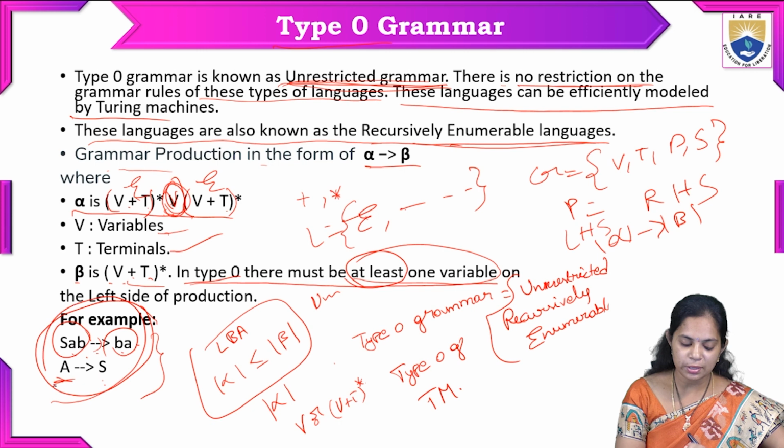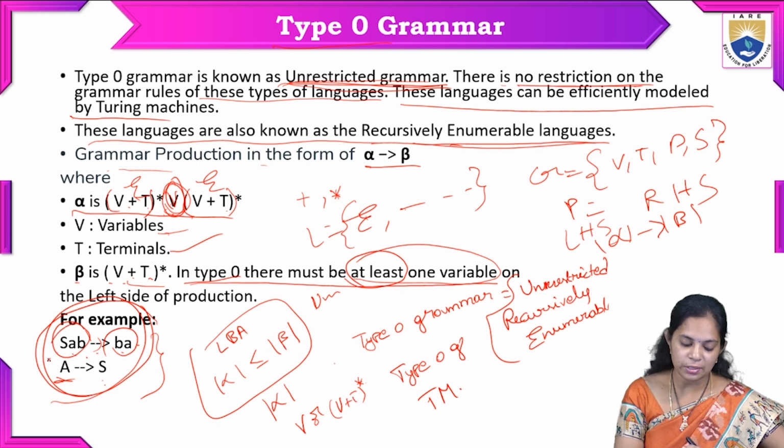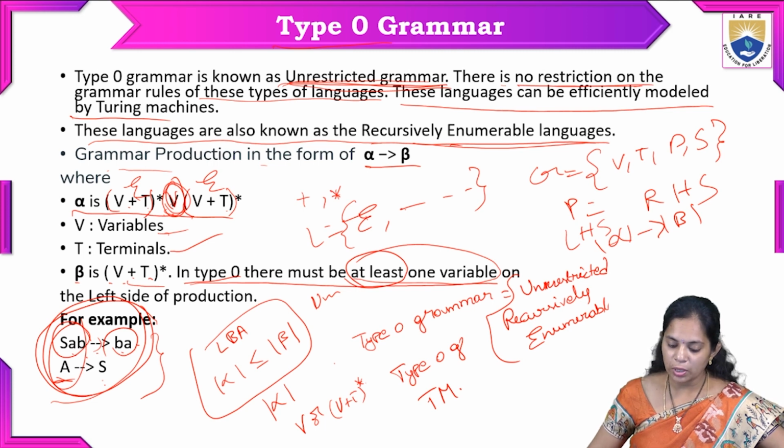So with this grammar we can say that it is a Turing machine or recursively enumerable language. On the left hand side, at least one non-terminal should be there, not only terminals. So this is about the type 0 grammar.